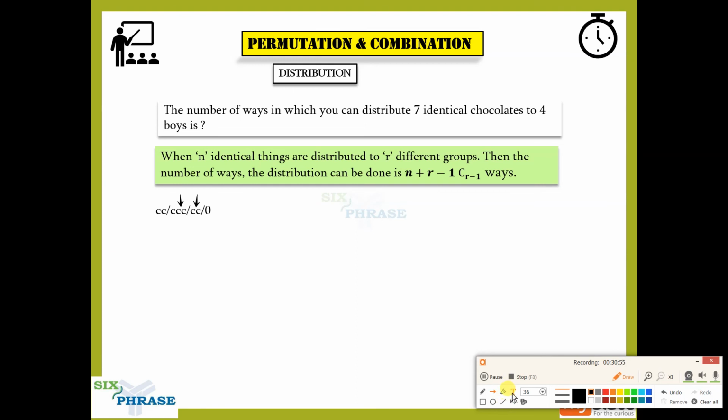Now here you can see it says CCC, and there is a slash, and CC. What they're trying to say is, the second person gets 3, the third person gets 2. Now let us suppose you did not have this slash. How does this look? Does this look like one person is getting 3 and another person is getting 2?